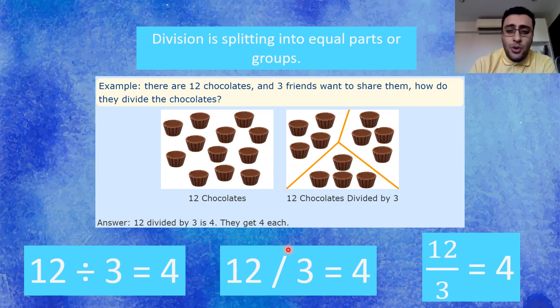Now, as I told you, this is the same thing. 12 divided by 3 equals 4. See, this is also divided by. This one is also divided by, but it has other names, okay? You will learn about it in other topics, maybe in Grade 4, okay? But I'm not going to teach you about this. I'm going to teach you mostly about division, okay? So, now you understand what division is. It's splitting into equal groups.